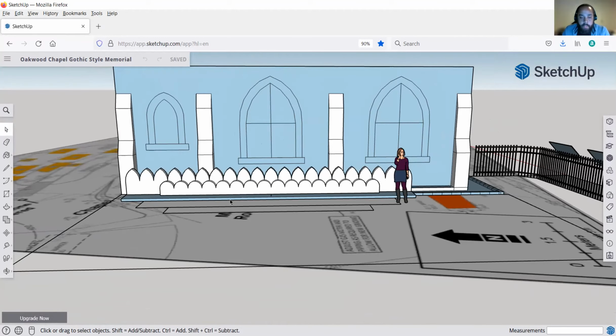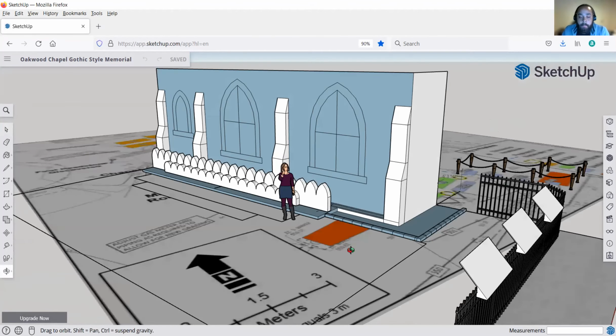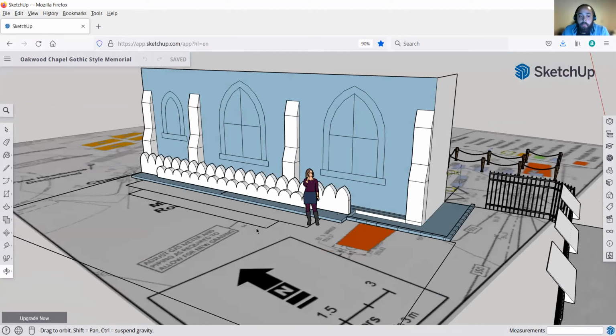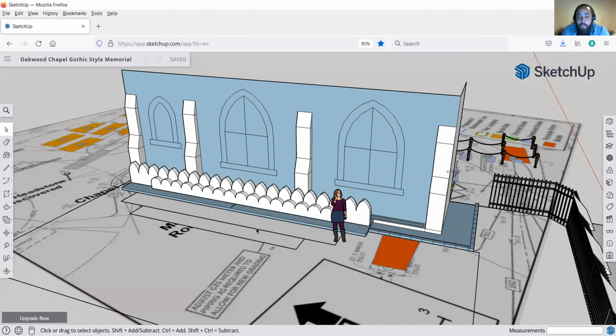I also played around with a number of other designs. I'm familiar because my mother was a longtime family service counselor at Dignity. One of the things that we don't often see in a lot of southern cemeteries are niche walls.